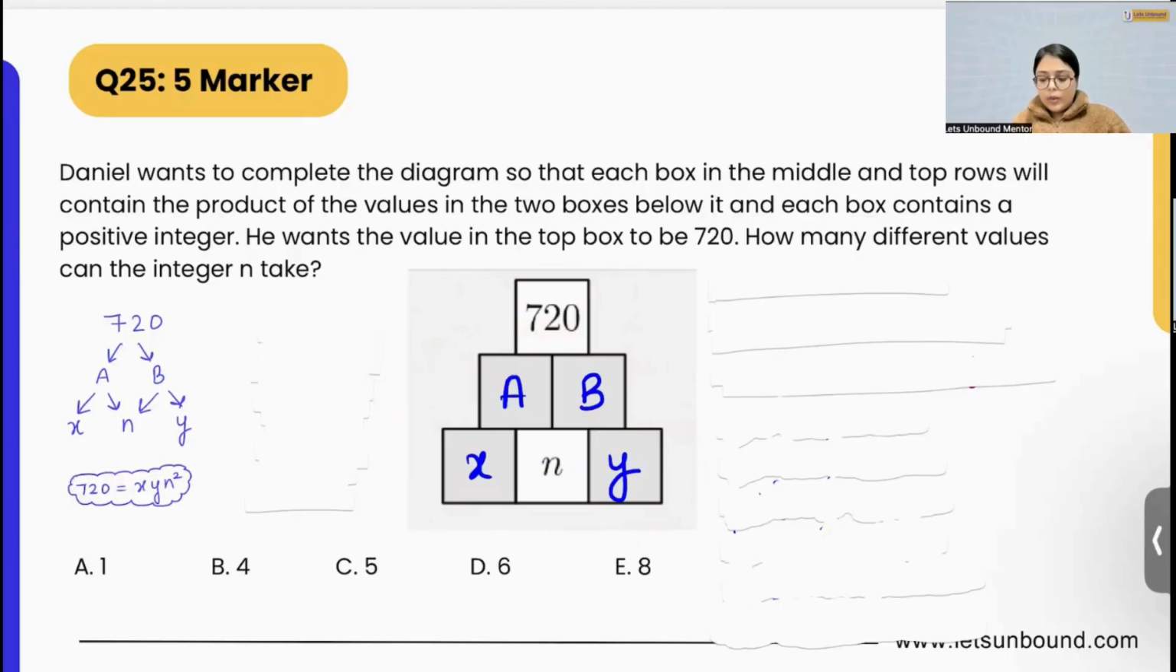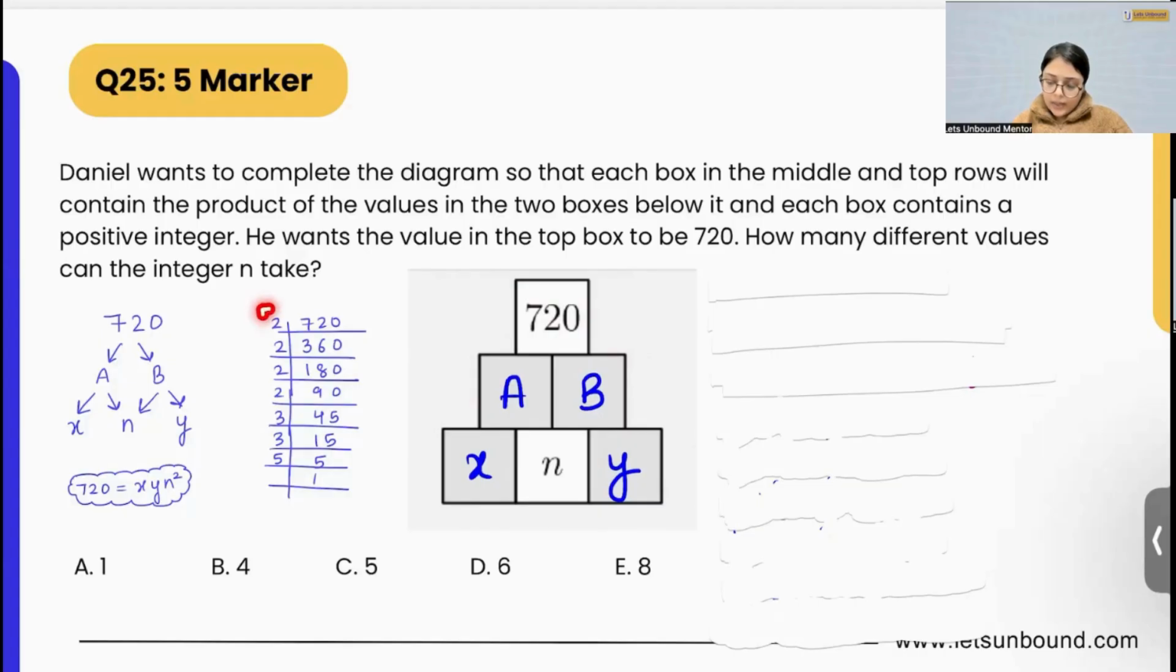Okay, now what is this xyn square? Is it not the factors of 720? So let's find the prime factorization for 720. Here is the prime factorization, and you can see that 2 is coming 4 times, 3 is coming 2 times, and 5 is coming 1 time. So that means the prime factorization of 720 goes like this.